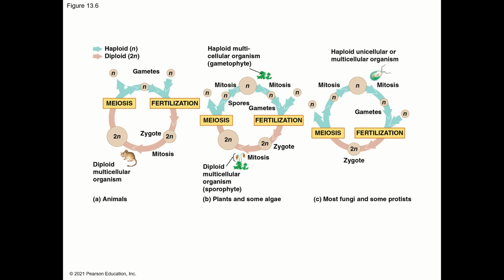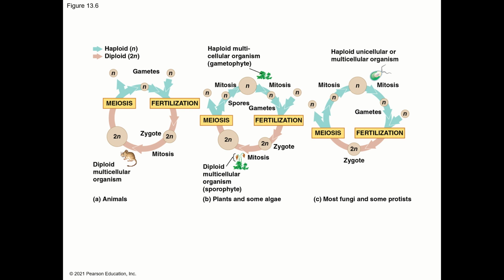In the middle, we have examples of what's seen in plants and some algae, where we have meiosis occurring, and then those gametes grow larger through mitosis, multiply, and then continue on through mitosis, and then are fertilized by the combination of haploid cells forming the diploid cell. What we see here is some plants might be haploid multicellular organisms, such as a gametophyte, and then they come together to form a diploid multicellular organism called a sporophyte.